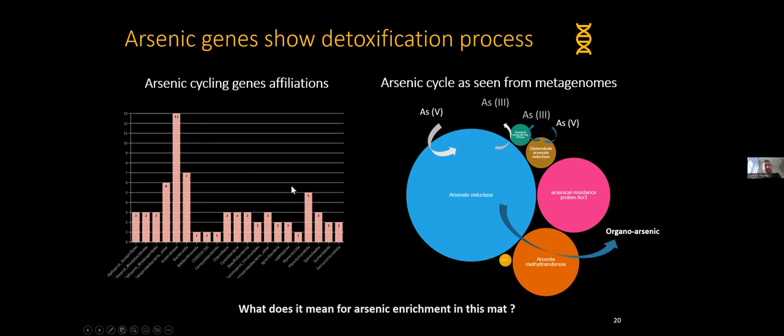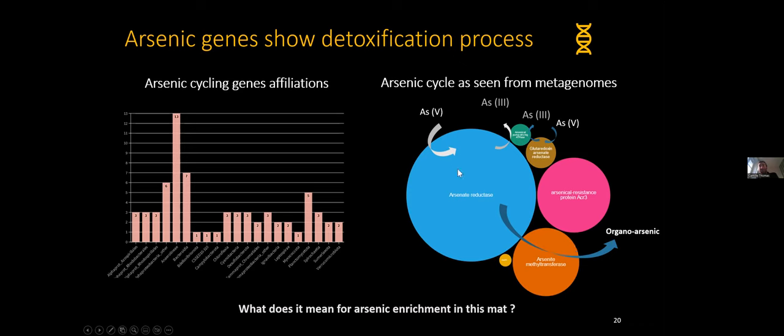A second hint is to identify these arsenic genes. And we've been able to do that, and we see that we have a lot of arsenate reductase. This is a gene allowing microbes to take up arsenic 5, which may be toxic, and reduce it to arsenite. We have a bit of arsenic resistance protein. We also have arsenite methyltransferase. And this one is actually allowing organisms to take up this arsenite and transform it into organoarsenic. And this is what we were interested in. So we suspect this is what is going on.